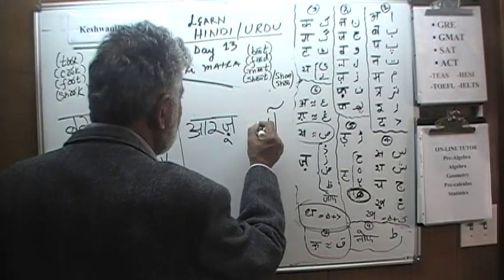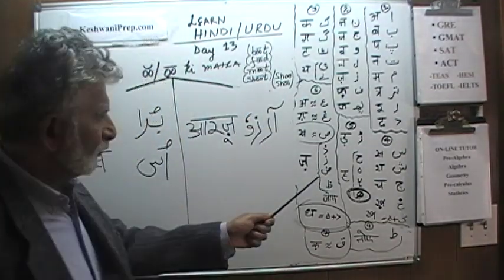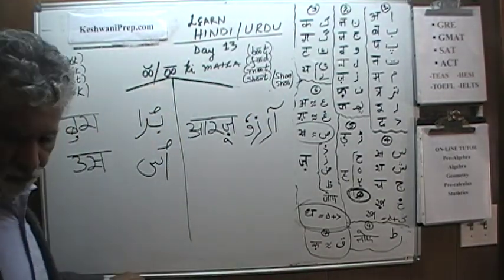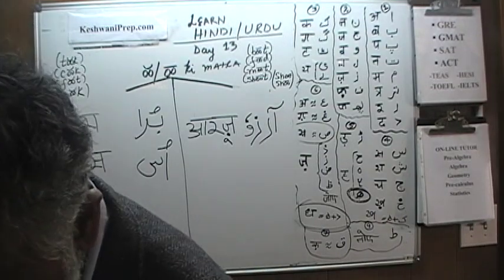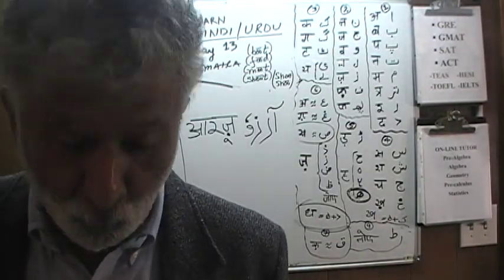R, zu. It's this one. Z. Arzu. You know what Arzu means? Arzu means desire. A desire, a wish, a wanting.